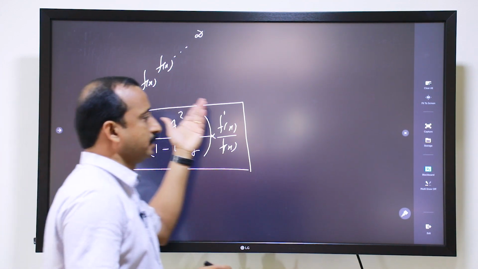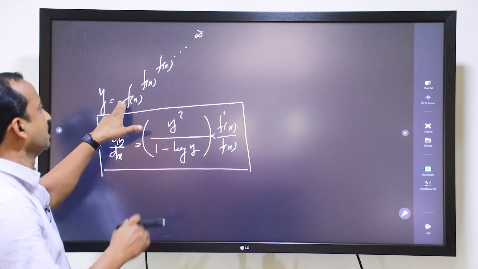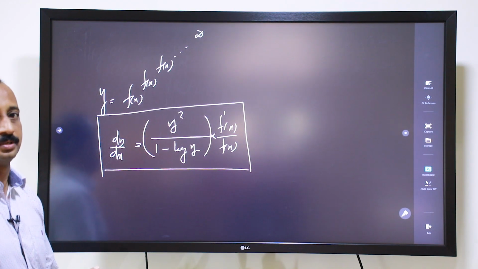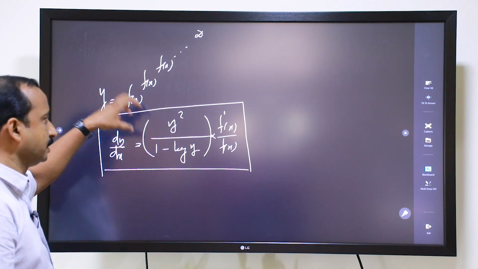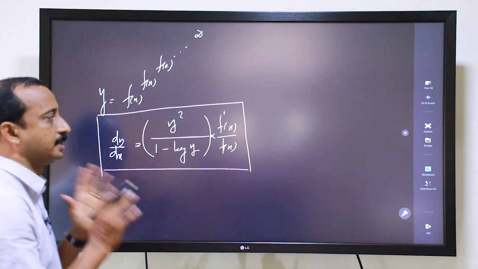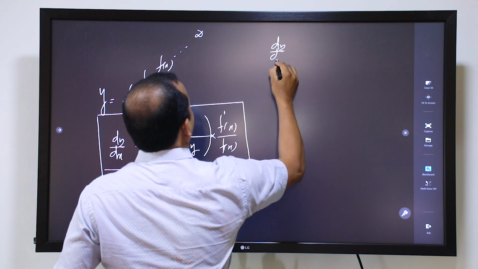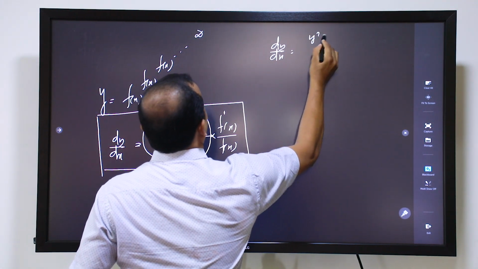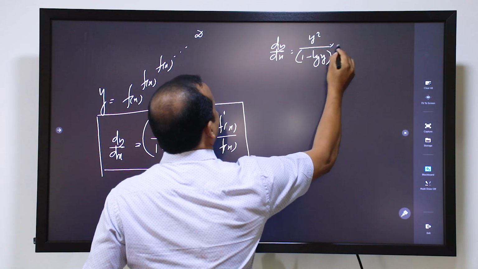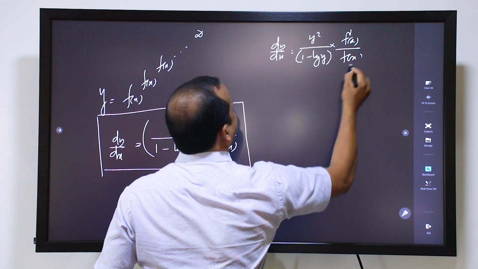For the descriptive type case, we consider y is equal to f of x raised to y, then we take log on both sides and differentiate. We get the answer. The formula is useful only for MCQ and objective type questions. That is, dy by dx is equal to y square divided by 1 minus log y, into f dash x divided by f of x.